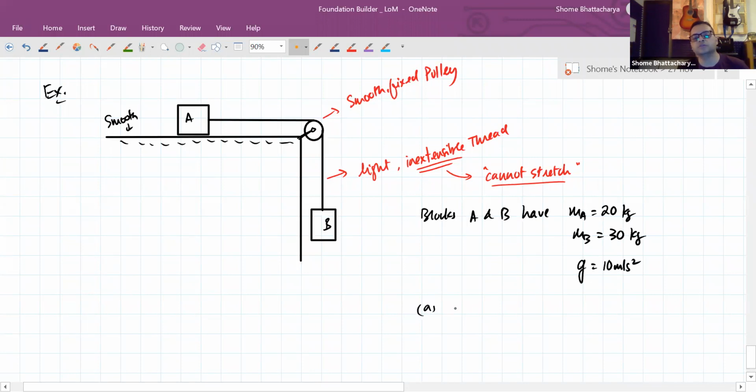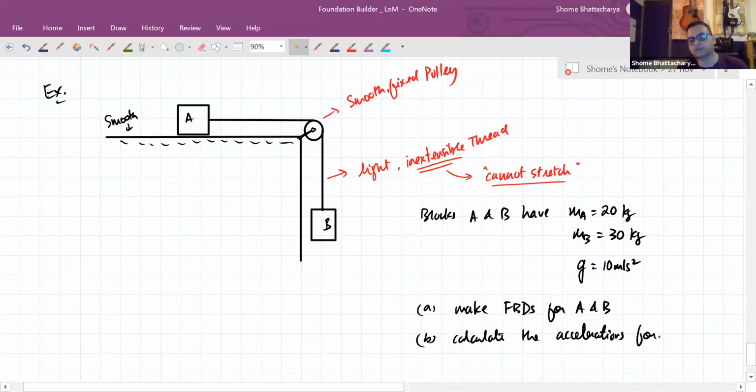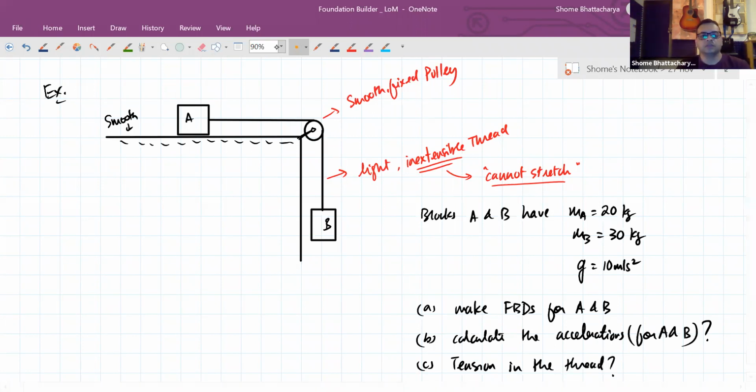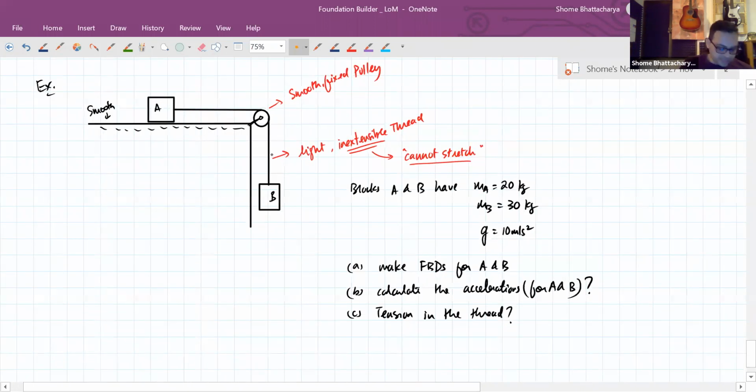So first of all, make free body diagrams for A and B. Calculate the accelerations for the blocks and the tension in the thread. So since it's a massless thread or a light thread, the tension will be uniform throughout. So we have to calculate these three things. So just take down the diagram and start with the free body diagrams. I'll explain.